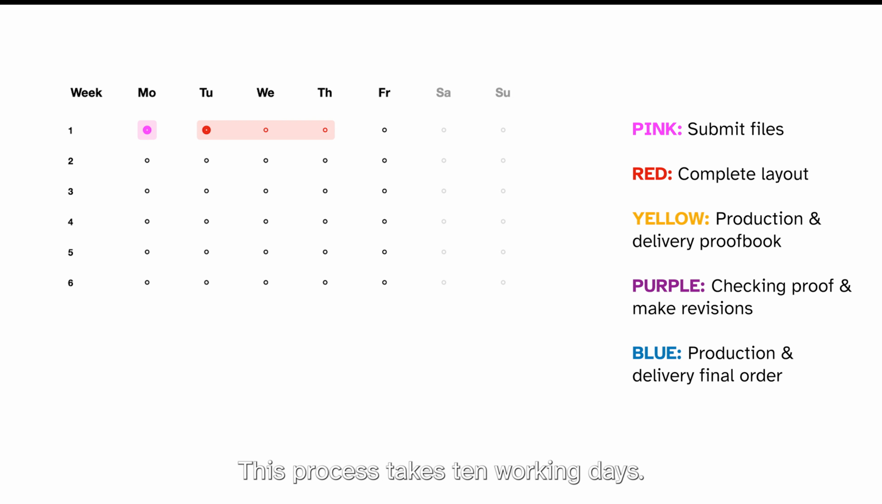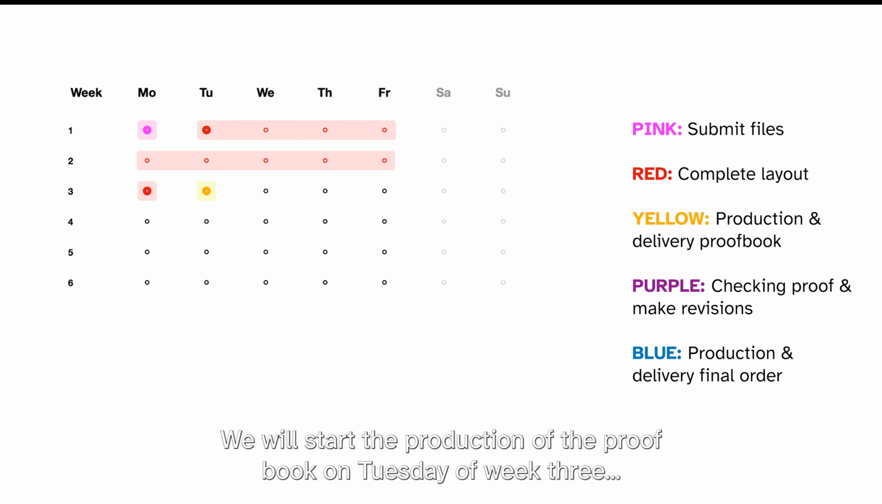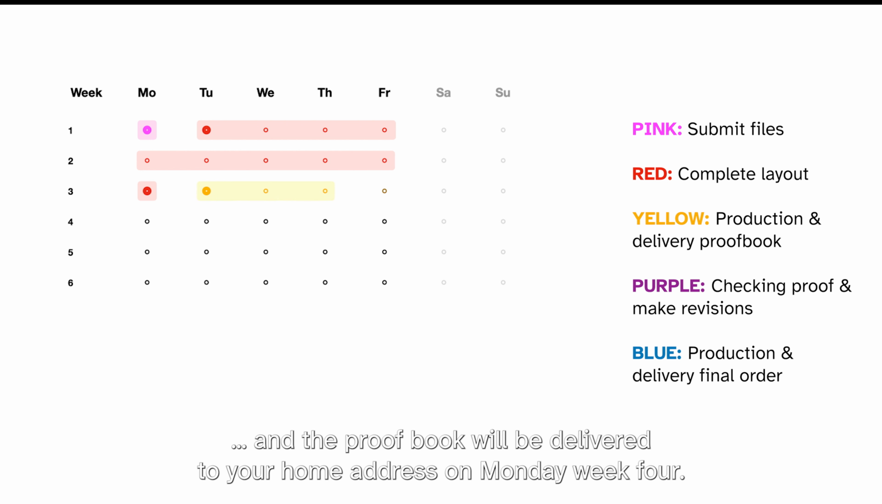This process takes 10 working days. This is displayed in red. So we can start on Tuesday, week 1 and complete the layout on Monday, week 3. Once that is finished, we can go to the next step, which is the start of production of the proof book. We will start the production of the proof book on Tuesday of week 3. And the proof book will be delivered to your home address on Monday, week 4.